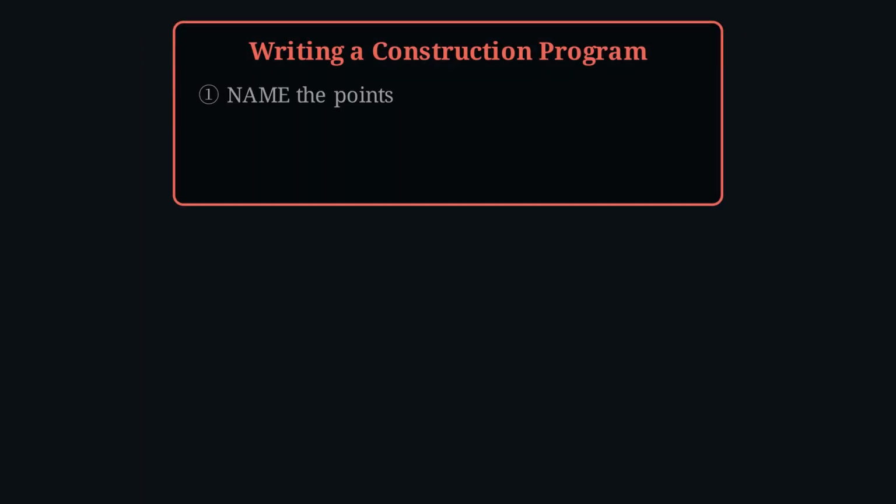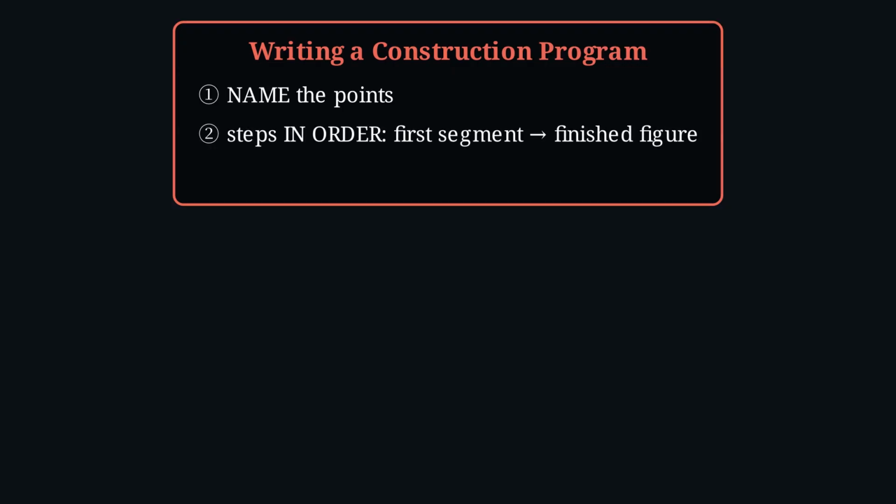3 rules for writing one. 1. Name the points A, B, C, D. 2. Give the steps in order from a first segment to the finished figure. 3. Be precise. Give every measurement the step needs, name the right angles, say which tool, so every step can be done without guessing. The reader should never need to see the figure.